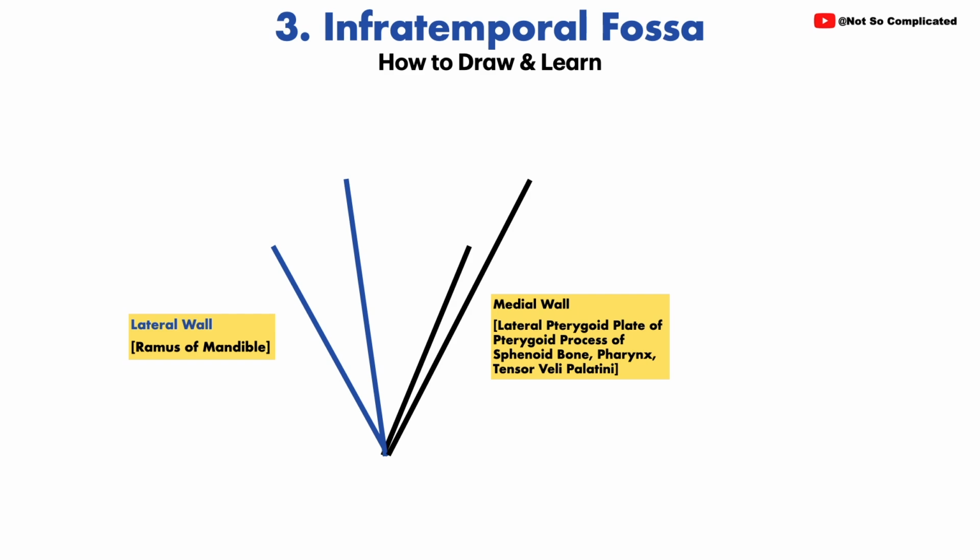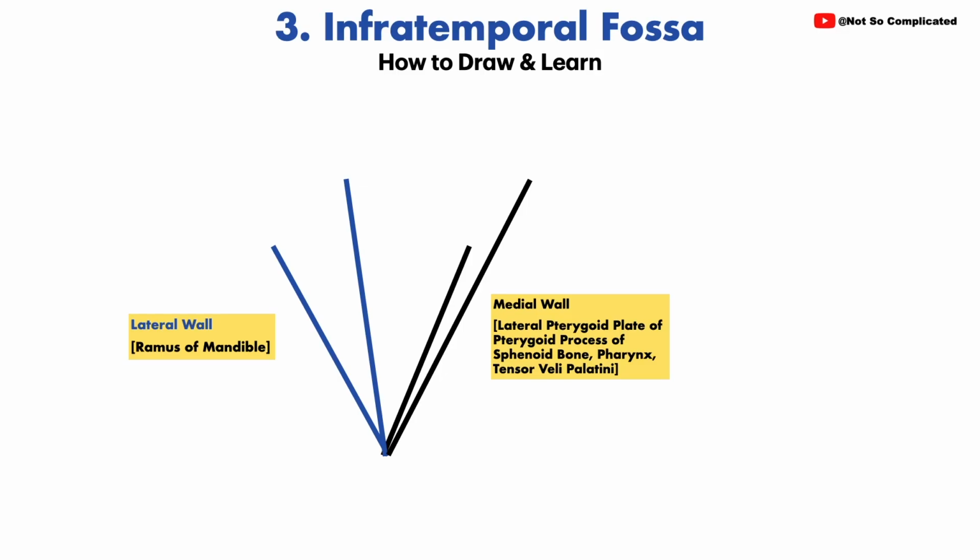How can you imagine this? If you are facing towards this screen, you can imagine there is laterally the ramus of the mandible, and medially there are medial structures inside us, right? That inside is the pharynx obviously, and tensor veli palatini is a muscle, and then the lateral pterygoid plate is also an inside structure of the sphenoid bone.